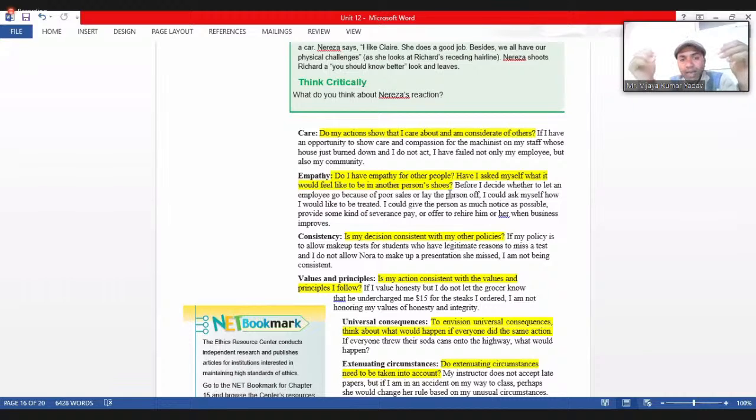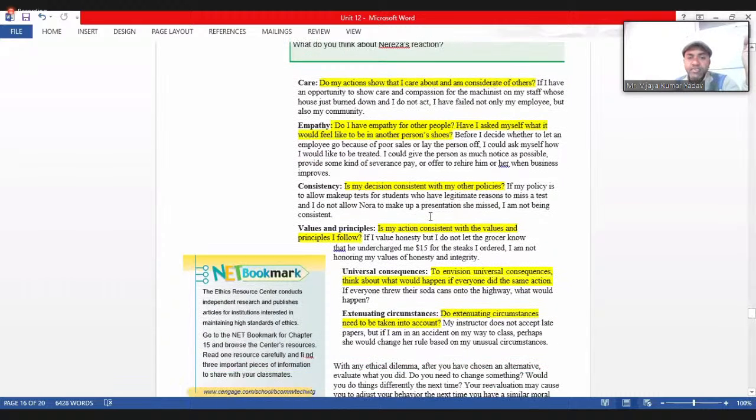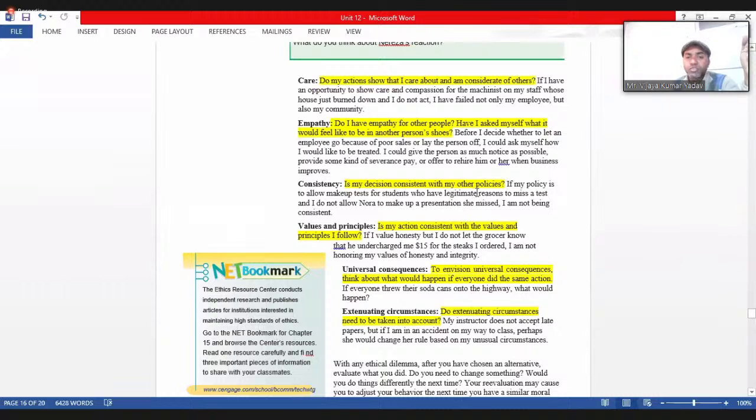Okay, so do I have empathy for other people? Whatever actions you have taken, do those actions show that you have empathy for other people? What others feel, you also feel the same way. This is empathy. Consistency: is my decision consistent with my other policies?